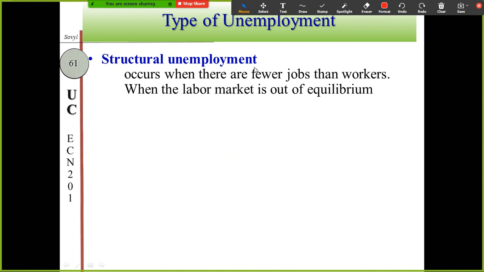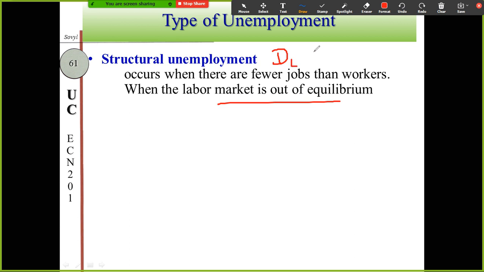The other one, structural unemployment. Structural unemployment happens when there are few jobs but many worker applications. When the labor market is out of equilibrium, yes, out of equilibrium because labor demand is smaller than labor supply. Okay. Few jobs is labor demand. It means that business only provides few jobs. The business sector only needs few workers, but there are many workers applying for jobs. That's why this is out of equilibrium.